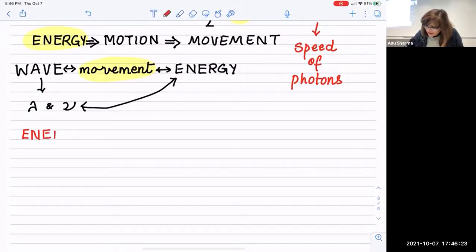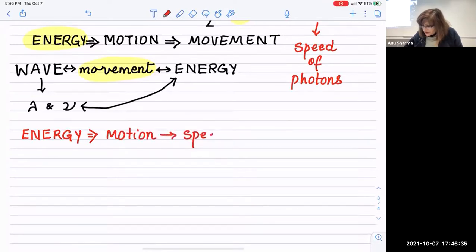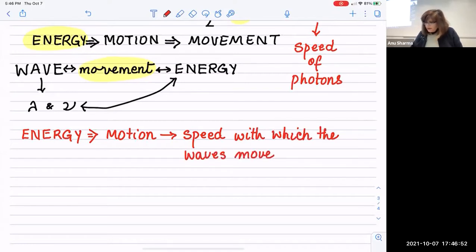Let me write this down. Energy associated with the motion, and that motion relates to speed, and that speed is the speed with which the waves move. Okay. All right. And so for the visible light, there is a speed.